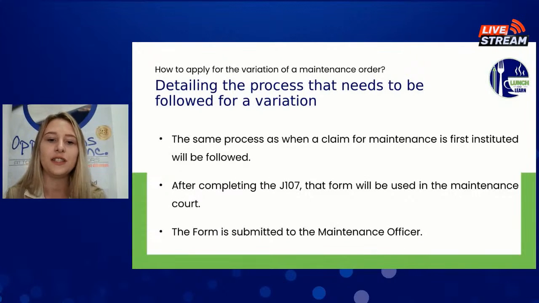So detailing the process that needs to be followed for a variation. As I've said, the process is the same as when you claimed maintenance initially. You approach the magistrate's court nearest to where you live or work, or where the respondent lives or works. You can approach the magistrate's court where the original maintenance order was obtained. They will have your case on file. You will ask for the J107 application form. You will fill in that form as you would the J101. You will have all your documents ready that you need to submit, and you will submit this to the maintenance court. The form is submitted to the maintenance officer.